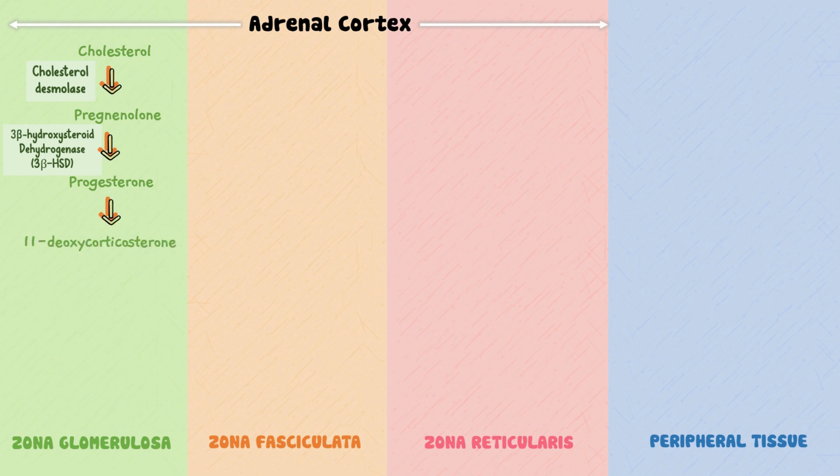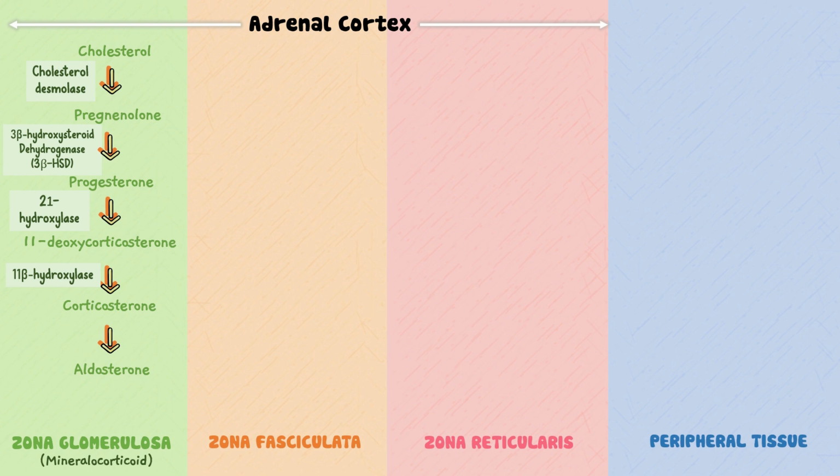Now, in the next step, progesterone is converted into 11-deoxycorticosterone, or 11-DOC, by the enzyme 21-hydroxylase. After this 21-hydroxylation, the next step is 11-beta-hydroxylation, that converts this 11-deoxycorticosterone into corticosterone by an enzyme 11-beta-hydroxylase. This corticosterone then forms our hormone of concern, aldosterone, which is a mineralocorticoid.